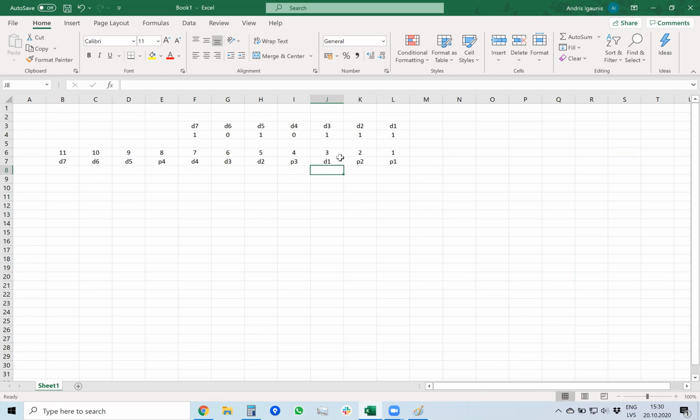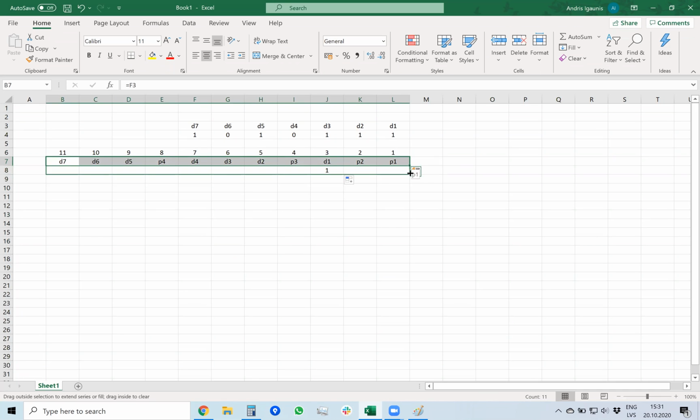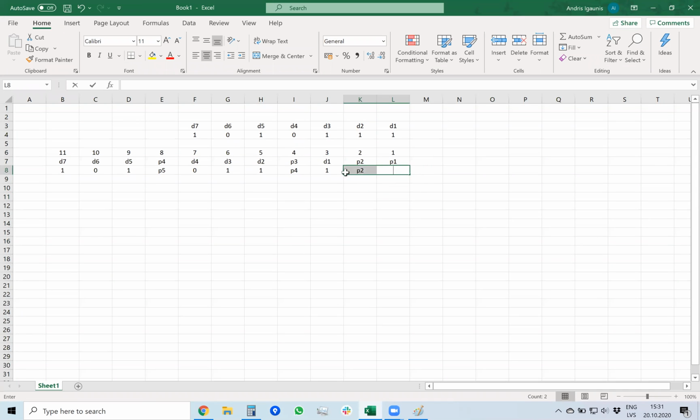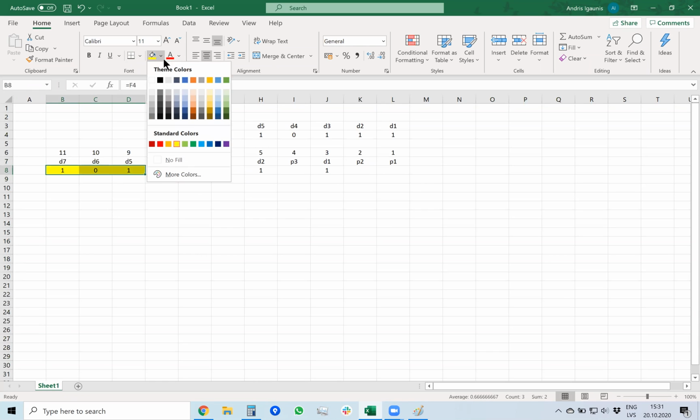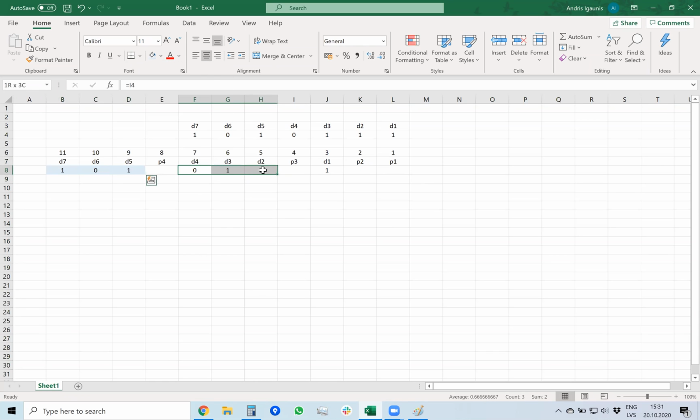Okay. Now let's copy the data. So data number 1 will have values there. I guess I can just copy them like this. So these are the data bits. Data bits will be, for example, light blue.